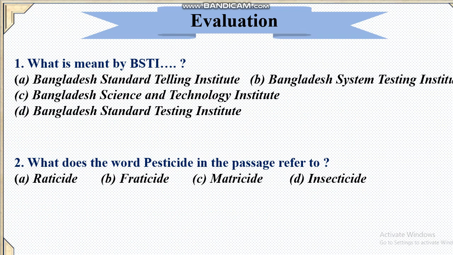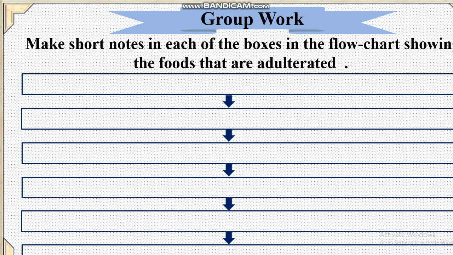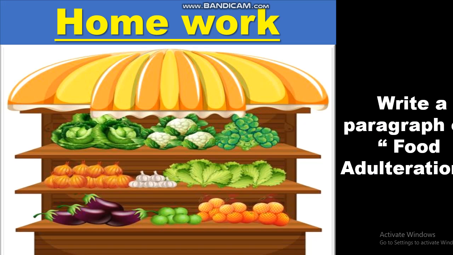The evaluation now. What is meant by BSTI? You must know this. And you are given some options here. Now try to find out the options. This is the answer: Bangladesh Standard Testing Institute. The second one is, what does the word pesticide in the passage refer to? This is insecticides. Now, the group work. Make short notes in each of the boxes in the flow chart showing the foods that are adulterated. You must already have the answers, but try to answer within yourself, and then match the correct answers from the given answers. The homework, you are getting a homework before you. Write a paragraph on food adulteration.